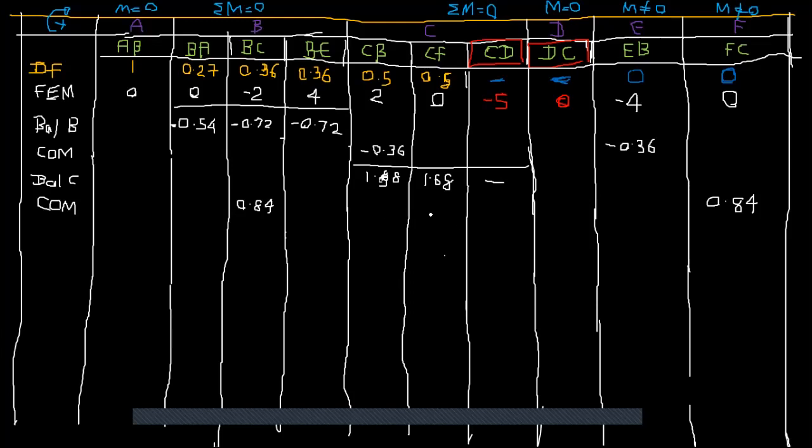Right. So again, now I don't need to do anything for EB, FC, those are fixed anyway, no need to balance. And CD, DC already solved. And AB, no need to worry, right? So I need to balance B and C each time, right? So now here is an additional bending moment of 0.84. So I need to balance it.